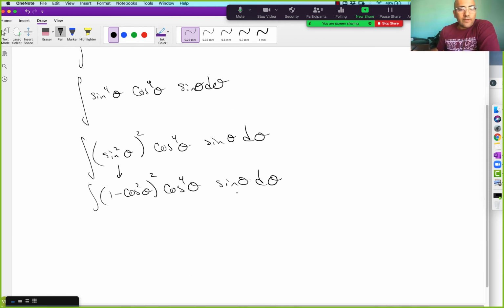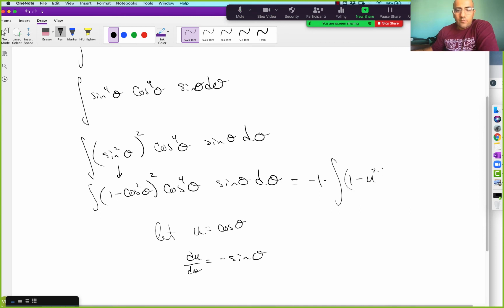And now this is a perfect case for doing a u substitution. Let u equal cosine of theta. Then du d theta is going to be equal to negative sine of theta, which is right there. So we just have to toss in an extra little minus. So this is going to be equal to minus 1 times the integral of 1 minus u squared, u to the power of 4 times du.